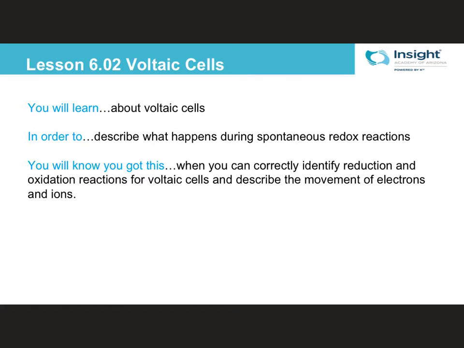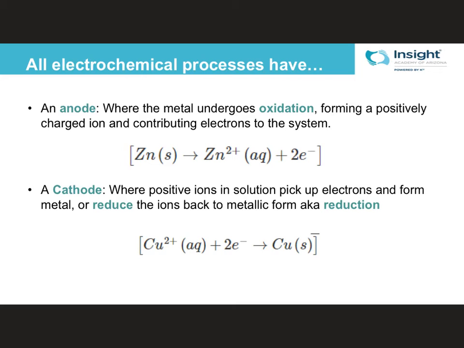Okay, so let's talk a little bit more about voltaic cells. Those are the spontaneous redox reactions. And from here, I want you to be able to identify the reduction and oxidation reactions. We're going to add some new terminology, like cathode and anode, salt bridge, those sorts of things. So all electrochemical cells have what we call an anode and a cathode.